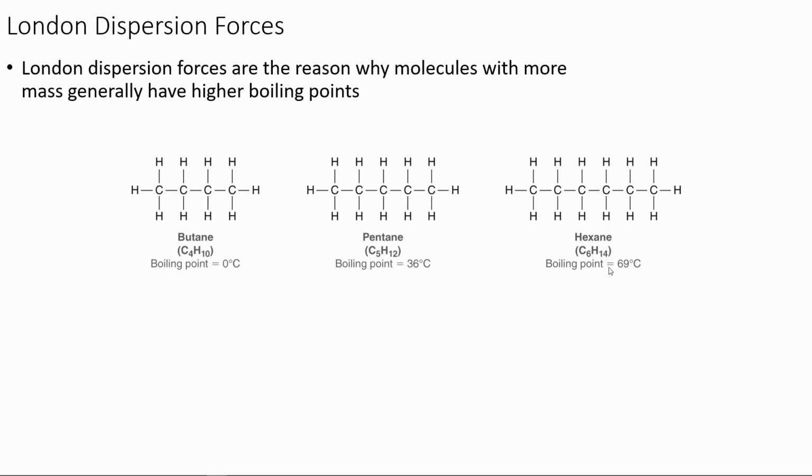And with hexane, an extra carbon even further increases the size of the molecule and the amount of surface area, which leads to more of the London dispersion forces stacking up with the different molecules. We're going to have more attraction between the molecules and an even larger boiling point.